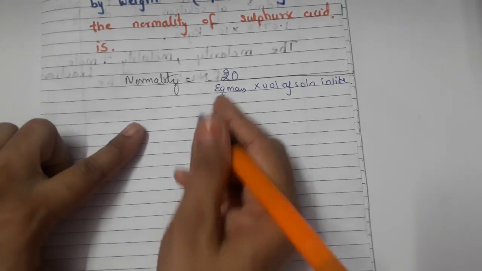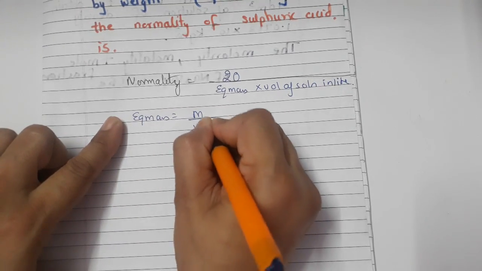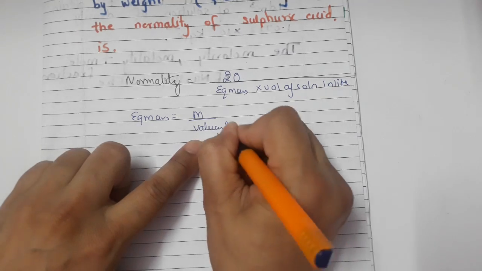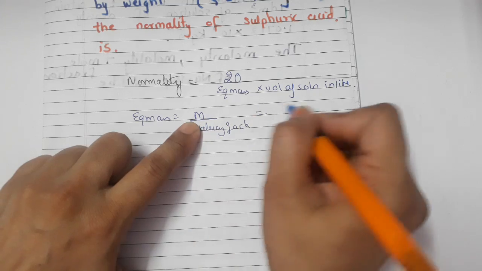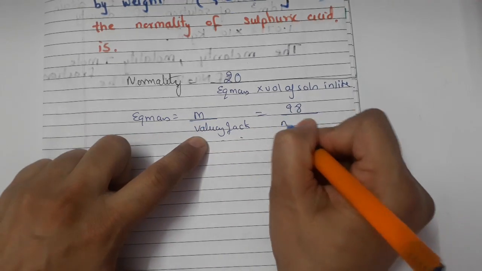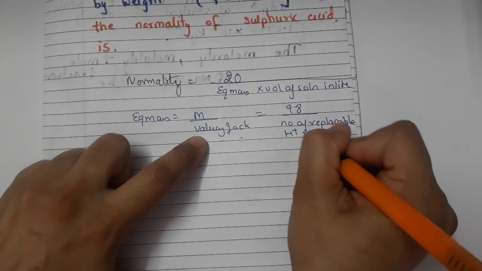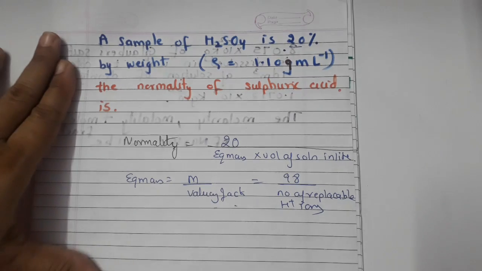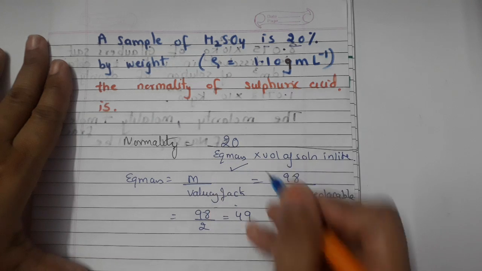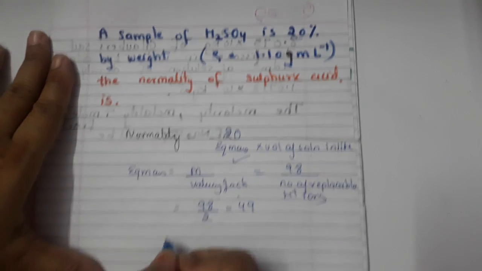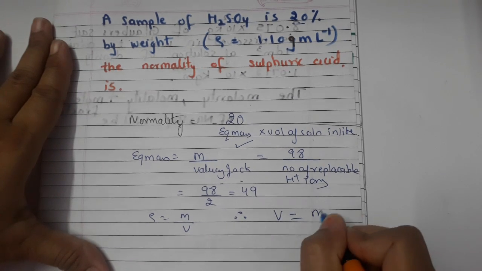Equivalent mass is equal to molar mass upon the valency factor. What is the molar mass of H2SO4? It is 98, and the valency factor means the number of replaceable H plus ions. It is sulfuric acid, so how many H plus ions are there? 2 are there. So equivalent mass is 49. But what about the volume of solution? Density is equal to mass upon volume. Therefore, volume would be written as mass upon density.